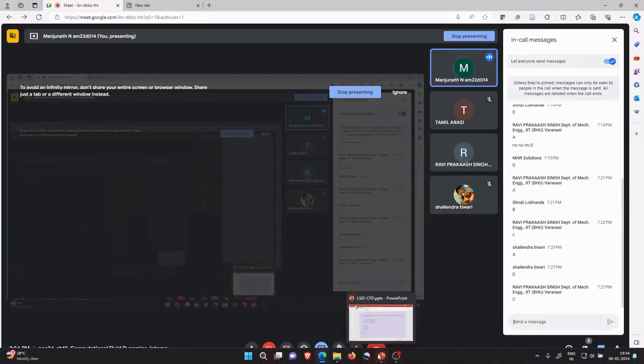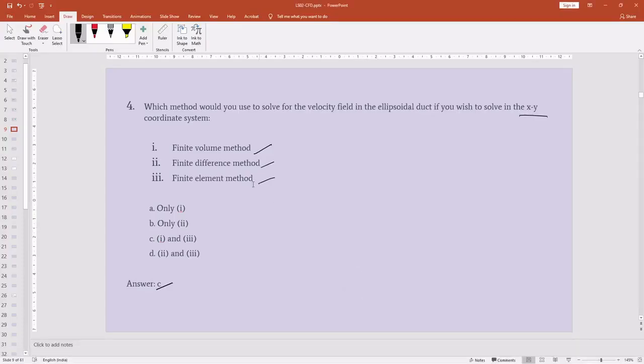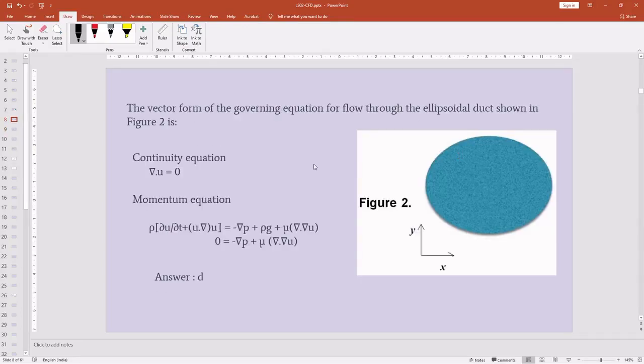Actually, there is one small difference. It's like a finite difference method. Here it's asked for an XY coordinate system. Actually, the best method to solve for CFD in an XY coordinate system is the finite difference method. But the catch, or the change, is for an ellipsoidal duct. So this is our ellipsoidal duct.